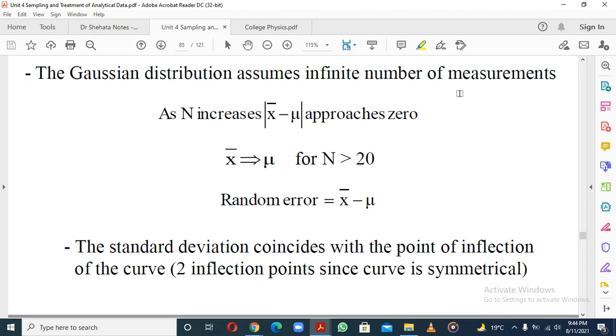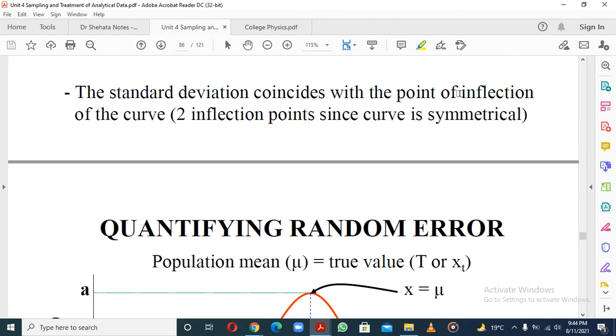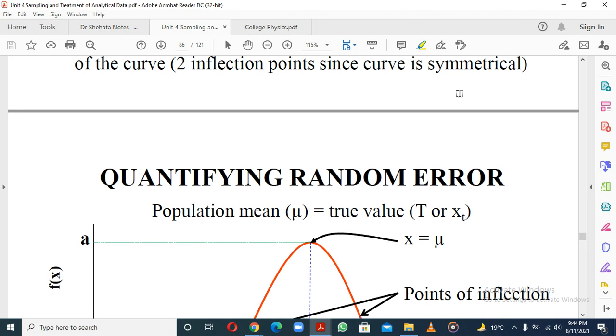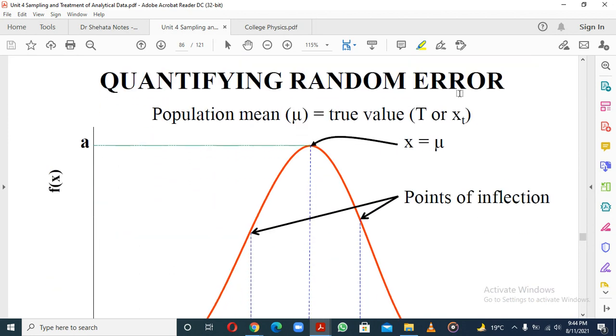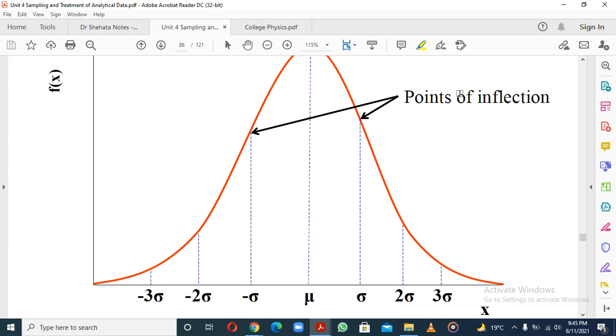So the standard deviation coincides with the point of inflection of the curve. The two inflection points, since the curve is symmetrical. So what this says is, you see there the population mean, that's the mu down there, I'll show you, and the true value there. So what this simply means is, you see where your point of inflection is, it's that point and that point. So you see that's where your standard deviations are. You see that symbol, that's for population standard deviation. And I'm going to explain now what I was talking about.